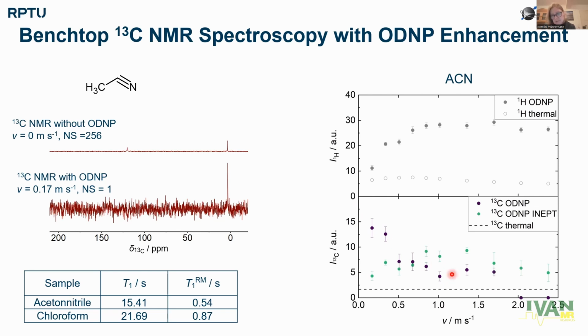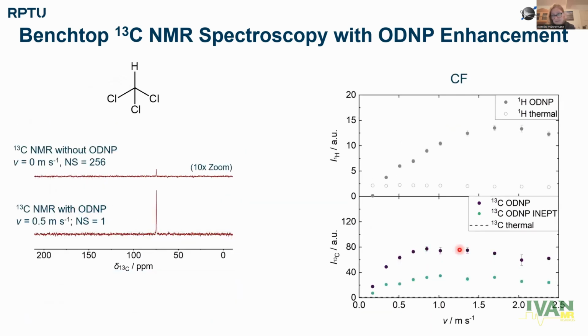What is not that great with direct carbon-13 DNP here is that it decreases with increasing flow velocity, and at some flow velocity you almost lose your whole signal. But you can do a trick here: you can transfer the polarization of the protons, which is also present at very high flow velocities, just via the J coupling. So you use something like an INEPT sequence to the carbon-13, and then you can do carbon-13 acquisition also at quite high flow velocities, up to 2 meters per second.